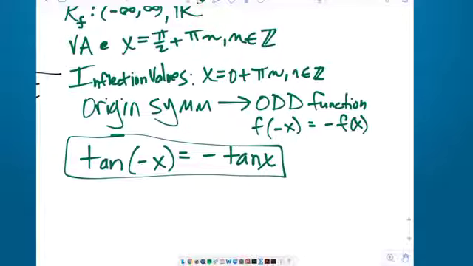Just like which of the two sinusoids? Which other sinusoid was also odd? Sine. Yeah, sine. Cosine was even. Every single one of the trig functions is going to have some type of symmetry. Cosine is even, sine is odd, and now we add to the odd list tangent.